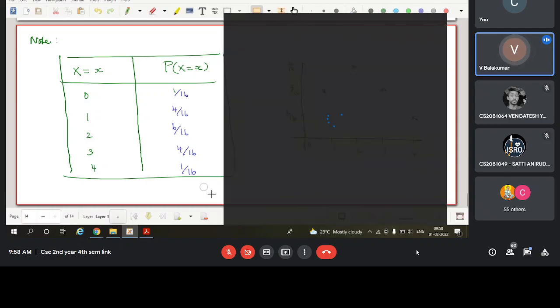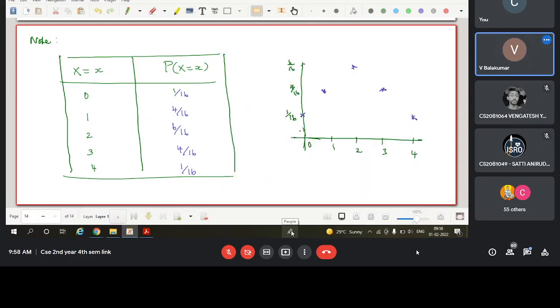Now let me define what a probability distribution is. It is the table of probabilities. Or in other words, this random variable has a probability rule. That is called a probability distribution. Look, this is the probability rule. Even though we don't explicitly mention it, whenever you have 0, probability is 1 by 16. Whenever we have the random variable value 1, probability is 4 by 16. This rule is called the probability distribution.